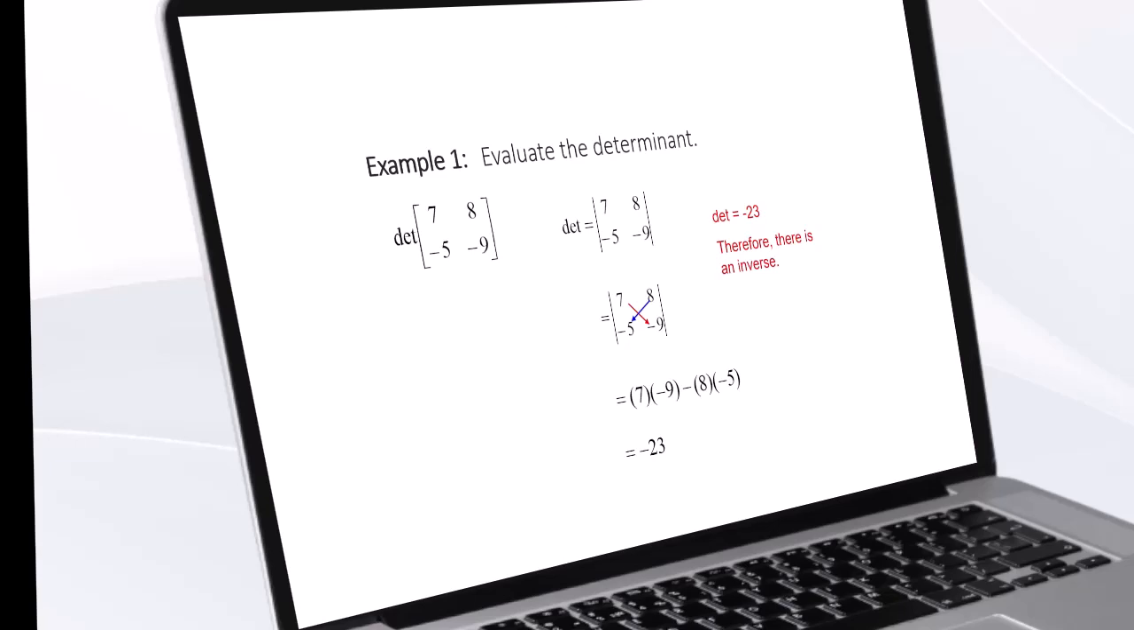And that will give -23. Therefore, since we found the determinant to be -23, there is an inverse. This matrix has an inverse.